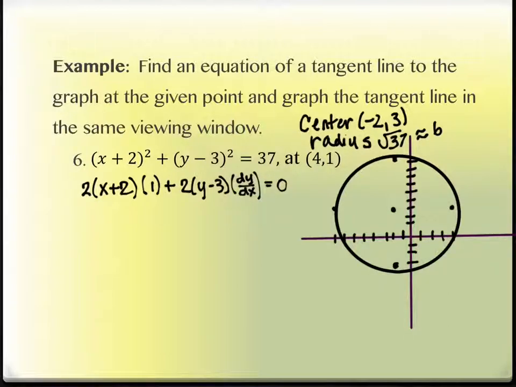All good? Nice. We are going to evaluate this at the x value of 4, the y value of 1. We can plug those in right here, or we can simplify either way. Here I have 2 times x is 4, so 4 plus 2, plus 2 times, and y is 1. Is that right? Yeah, 1. So I have 1 minus 3, dy dx equals 0. On the first half, 4 plus 2 is 6 times 2 is 12. 1 minus 3 is -2 times the 2 would be -4.